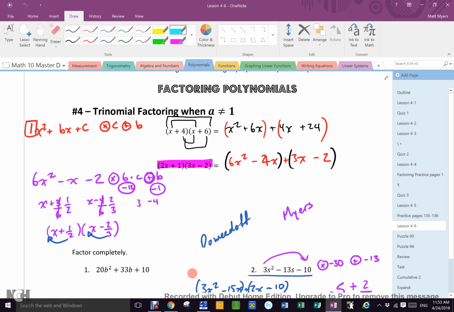I like my way. That's why I researched a new way to factor them, found that way, and have kept that way for now 10 years. I never use Mr. Deweydoff's way, ever, in grade 10. In grade 11 and 12, Mr. Deweydoff's way can be helpful. But for everything you guys are going to face, I like my way better. But that's up to you to decide which one works better for you.